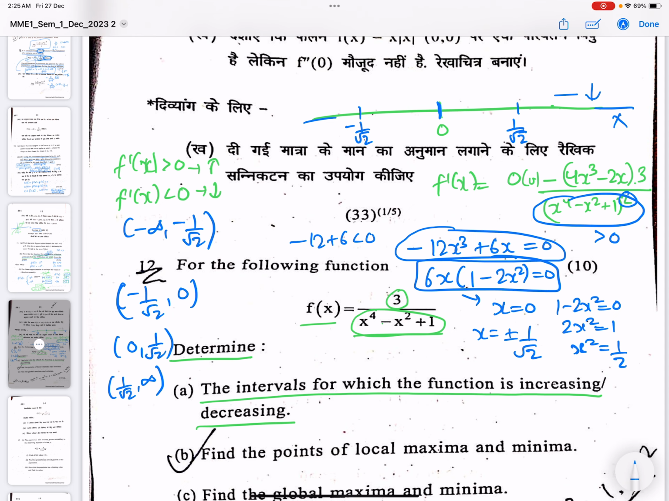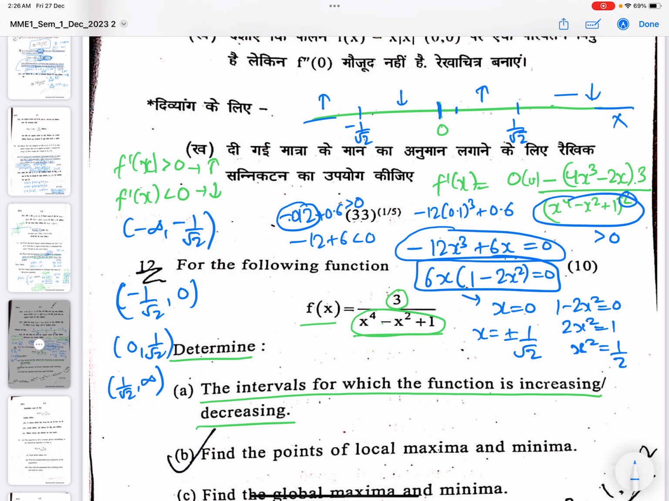Okay. Now, if you take a value, suppose close to here, suppose you take a value 0.1. This would be minus 12 into 0.1 to the power cube plus 0.6. You will see this is minus 0.012 plus 0.6. So this is greater than 0. So the function would be increasing here. Similarly, if you take other values, you will see this is decreasing here and increasing here.